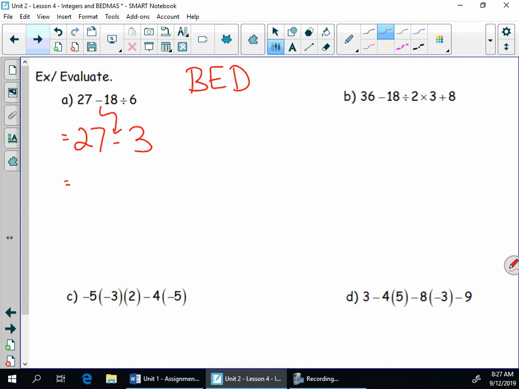27 minus 3 is 24. We'll try the next one. Brackets, no. Exponents, no. Division, multiplication, yes. I see both. We have to work on them from left to right.